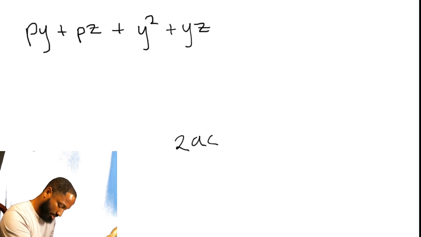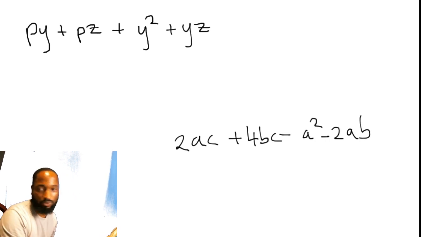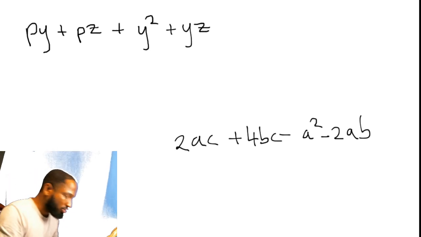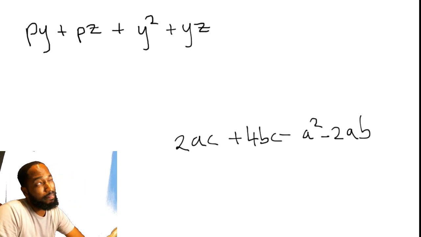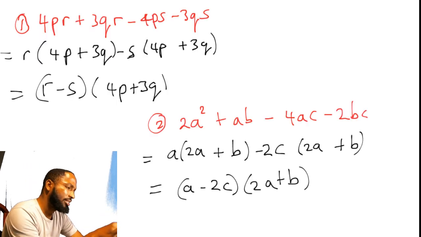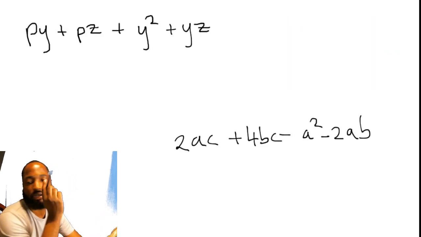2ac plus 4bc minus a squared minus 2ab. Try that one as well. So try these two. Try these two before we go on into something called difference of two squares. Did I complete it this way last time? Difference of two squares, right? I wrote the correct one.